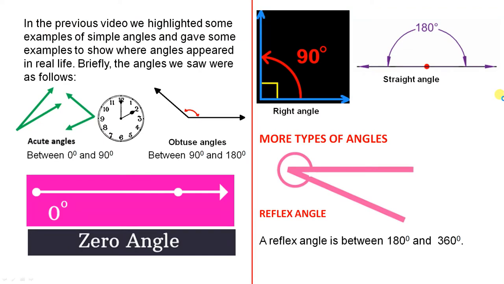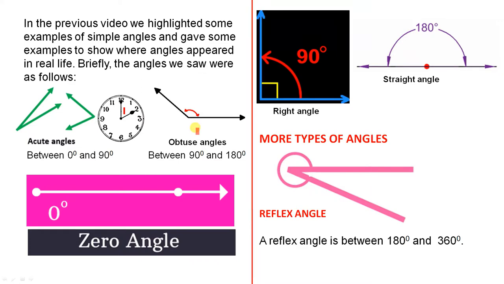In the previous video, we highlighted some examples of simple angles and gave some examples to show where angles appeared in real life. Briefly, the angles we saw were as follows. We looked at some acute angles between 0 degrees and 90 degrees, and there's a perfect example in real life: the small angle between the two arms of the clock.